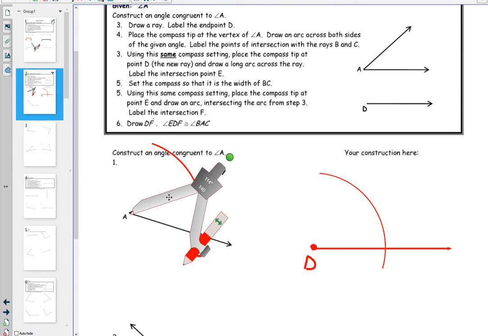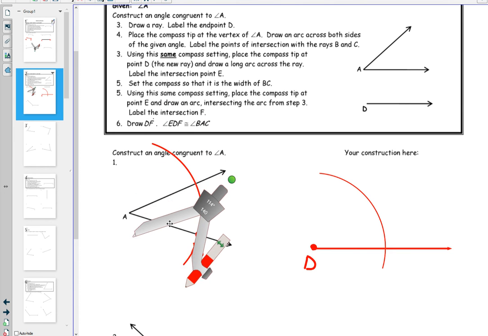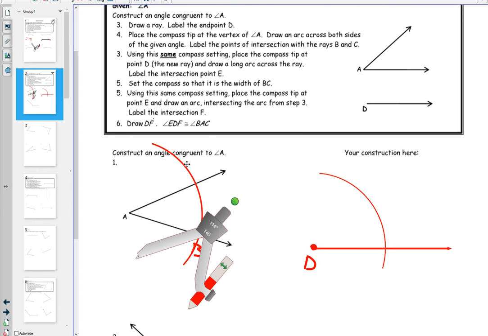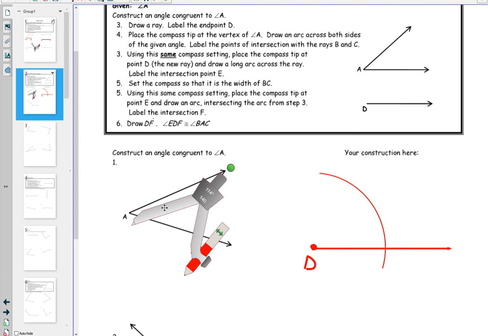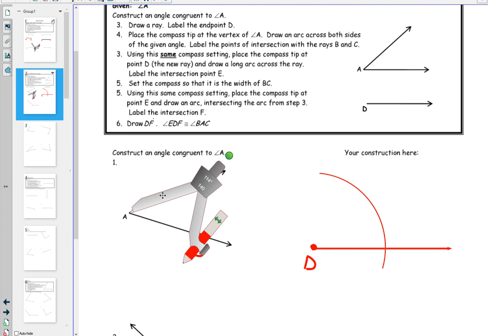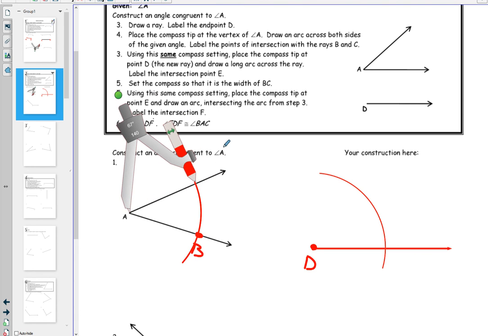Wait, what did you say? No, I didn't make a mistake. I just keep the same distance. Chronologically, it probably would have been easier. The same thing that I just did over there with D, I should have done over here also with the first angle. It's hard for you guys to follow though if you're talking at the same time.